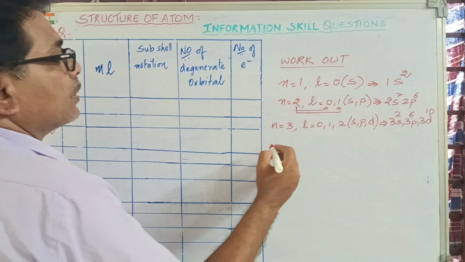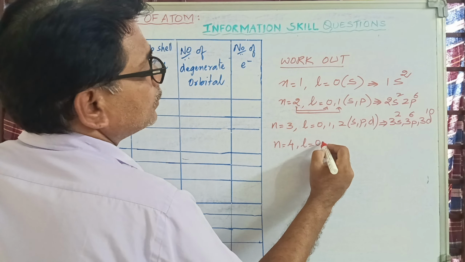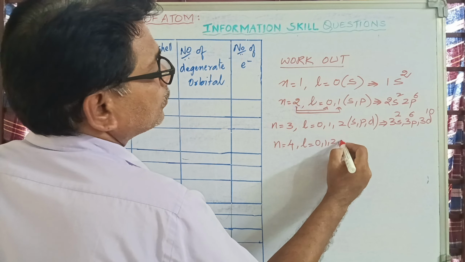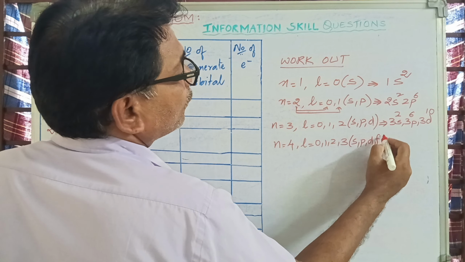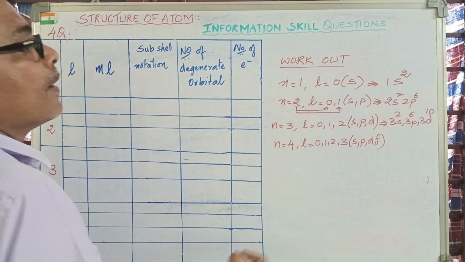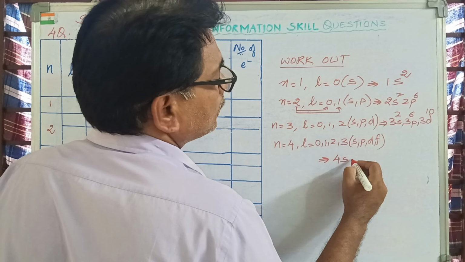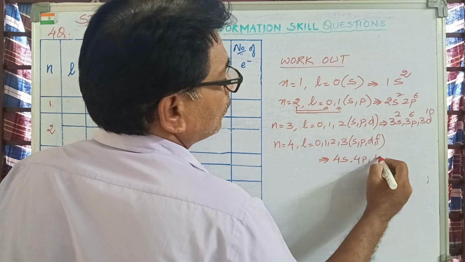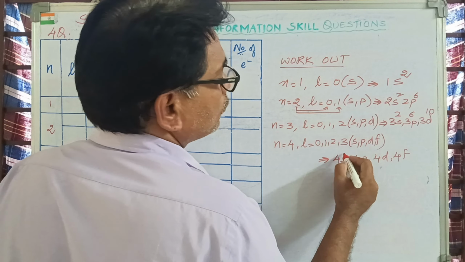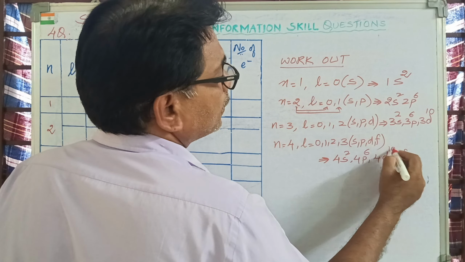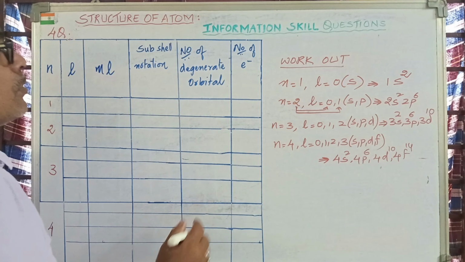Right, done. Next, n is equal to what? 4, where l is equal to 0, 1, 2, 3. That is s, p, d, f. So how to represent them? 4s, 4p, 4d and 4f. s holds 2, p holds 6, d holds 10 and f holds 14. Right? Understood. It goes on.